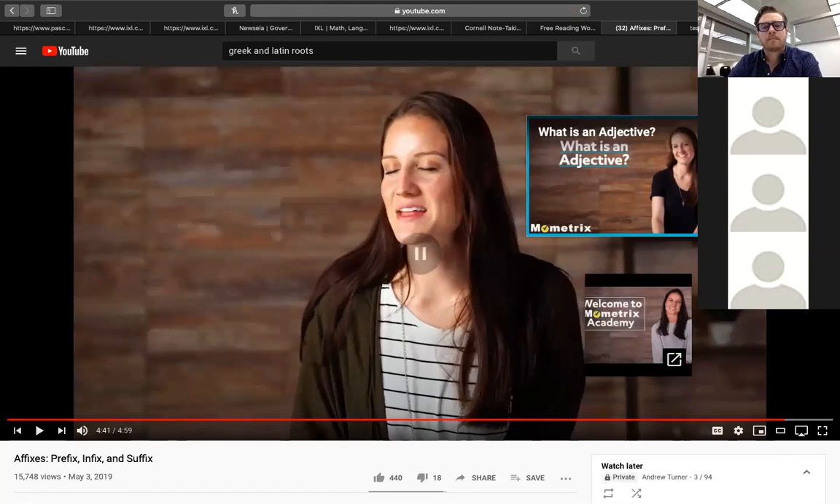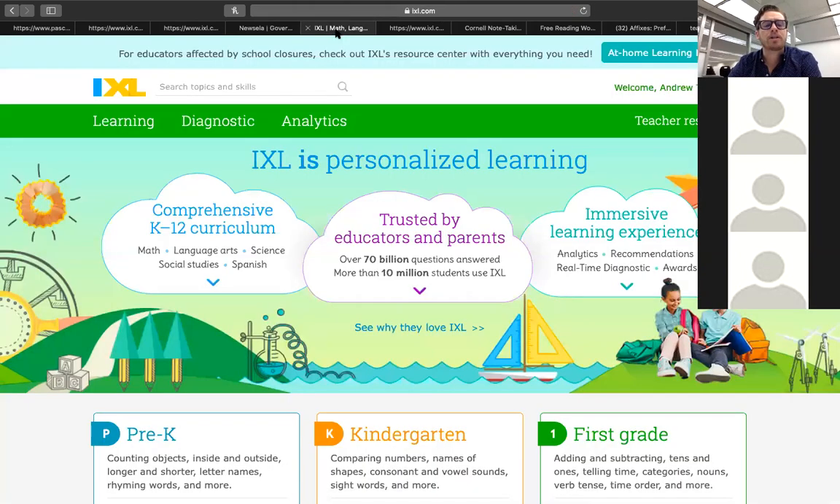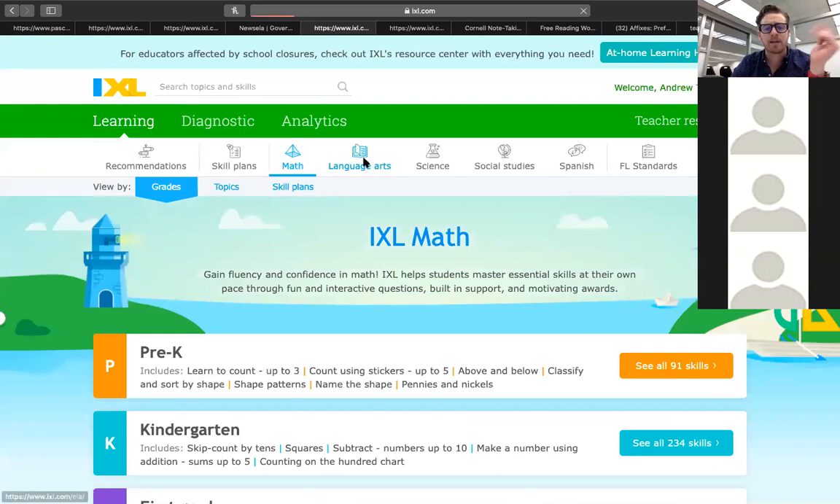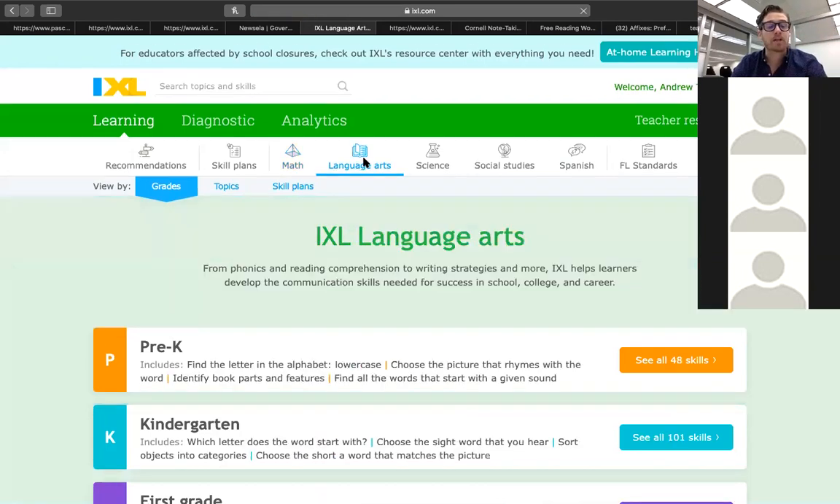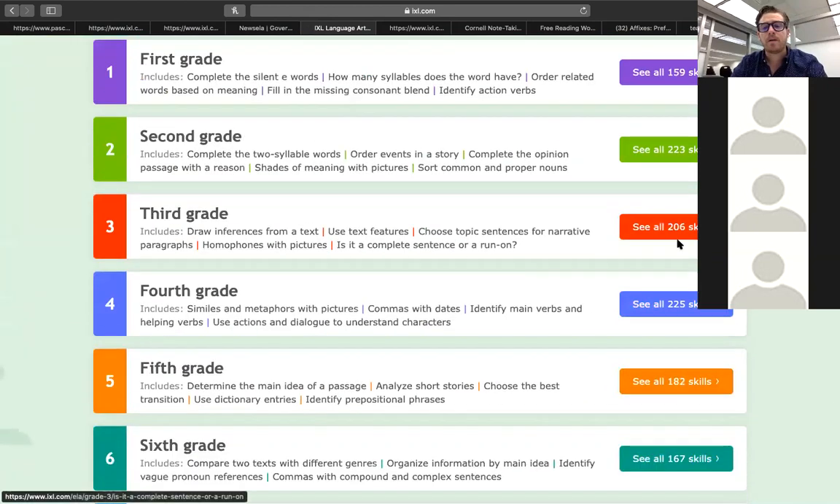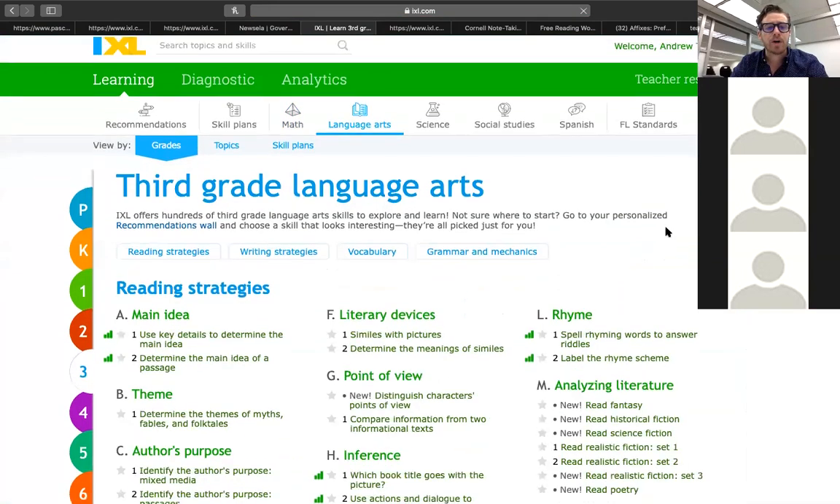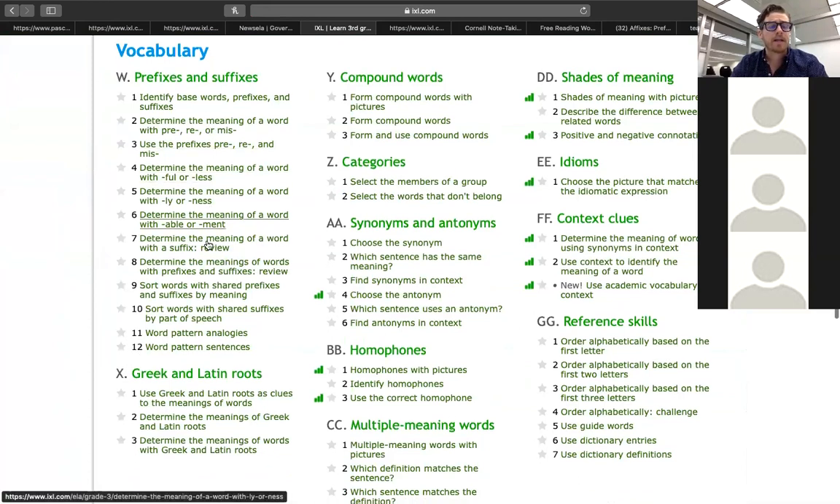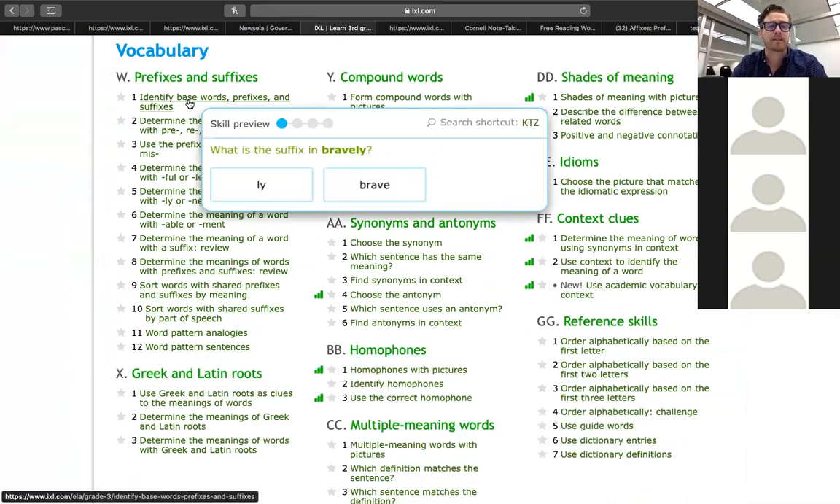All right, real quick, I do want to look, and let's just get a little practice in on prefixes. I'm going to go to learning, language arts. I'm going to go real quick to third. We're going to go, I believe, to vocabulary. So vocabulary section, and then there are a ton, as you can see, 12 in the third grade of prefixes and suffixes to look at.